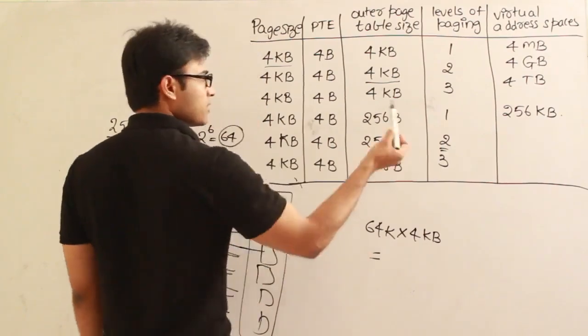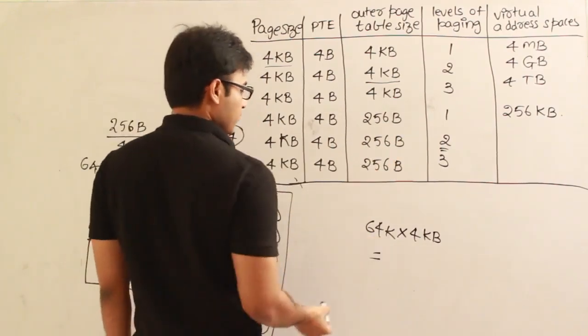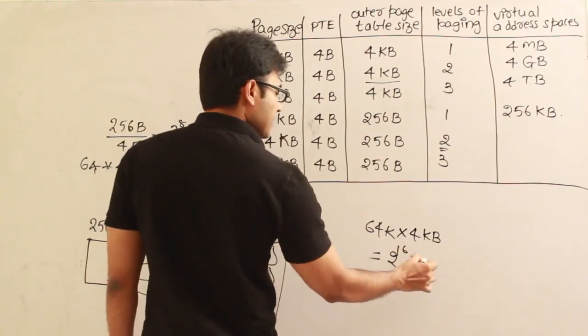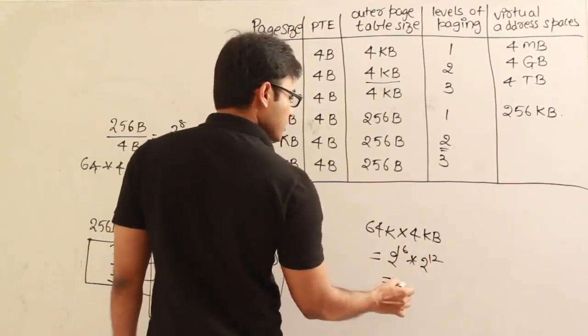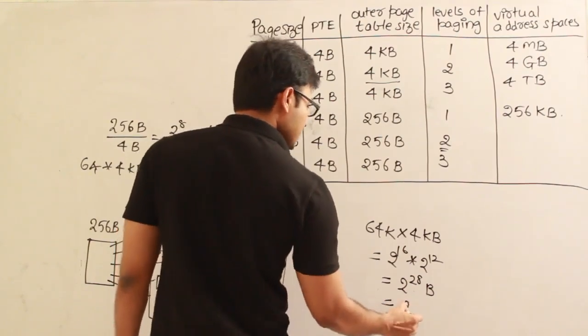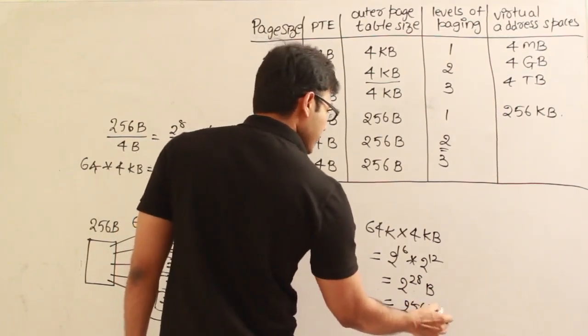Therefore the total size of the virtual address space is, you can fix it. So how much is this? 2 power 16 into 2 power 12. So how much is this? 2 power 28 bytes, which is 256 MB.